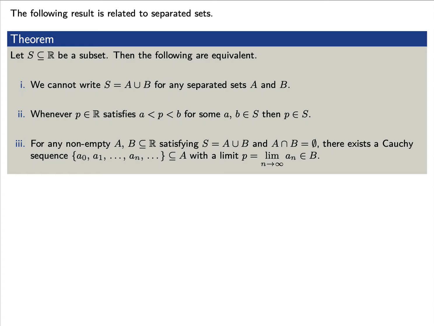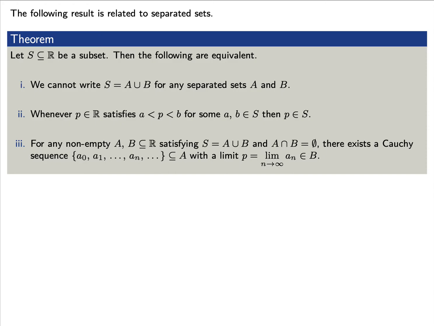Next, let's move on to the concept of connected sets. This is really the main topic for today. The following result is related to separated sets that we just considered. Let's say that capital S is a subset of the real numbers. Then the following three statements are equivalent. First, we cannot write S as the union of A and B for any separated sets A and B. Second, whenever we have a real number p that's between lowercase a and lowercase b for some lowercase a, lowercase b in S, then this real number p must also be an element of S.